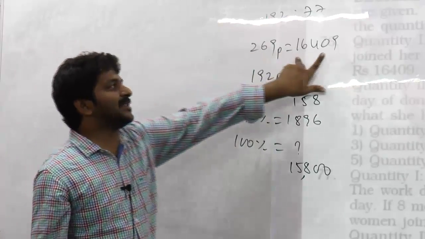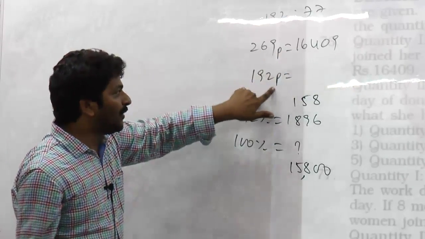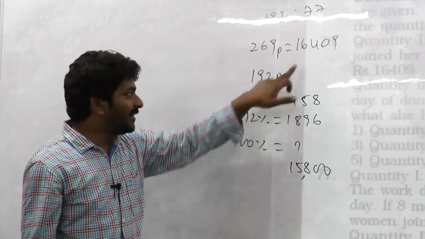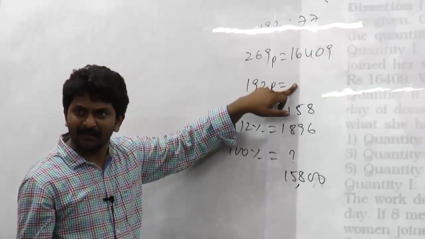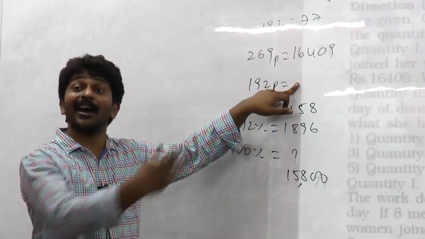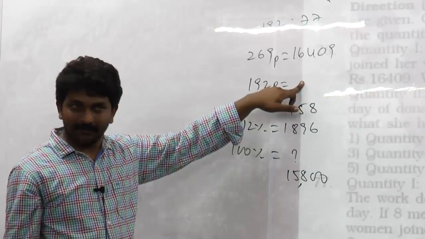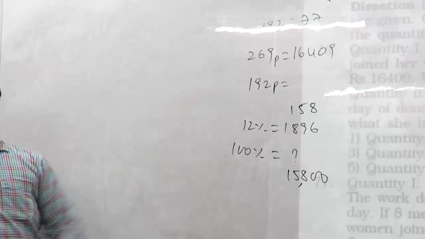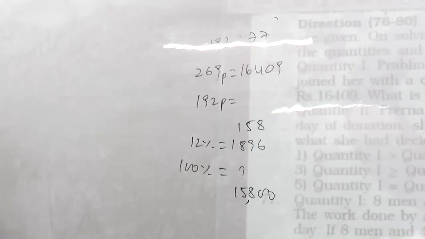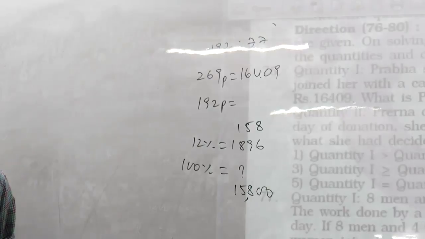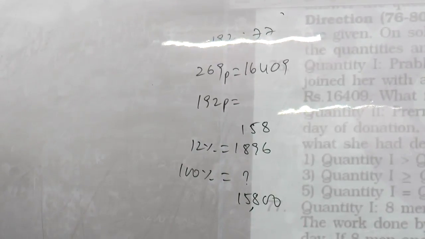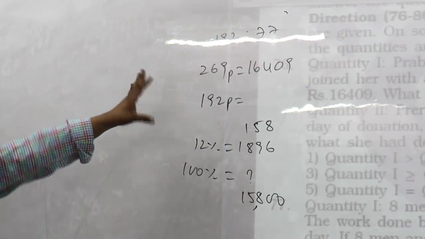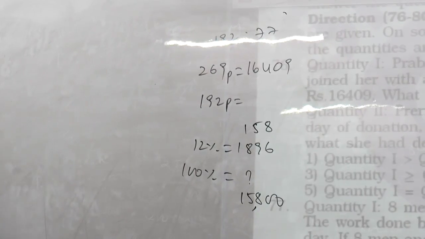If 269 parts is equal to 16,409, will 192 parts be nearby 15,800? Will this number be 15,800? Yes or no? No. Far less than that number. So quantity 1 is less than quantity 2. You need not calculate it. So don't waste your time, especially for this, as you need to just compare it. If you are unable to get the number, just hold it like this and get the other value and then go for comparison.